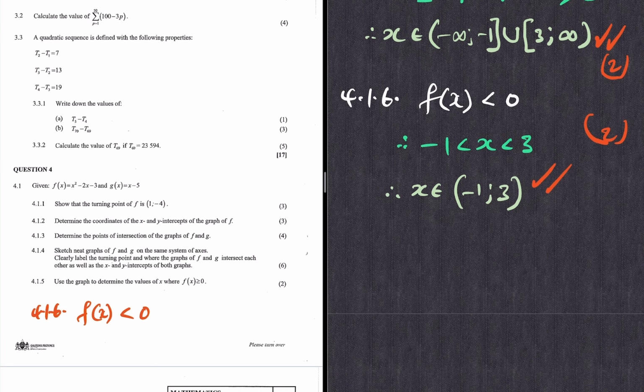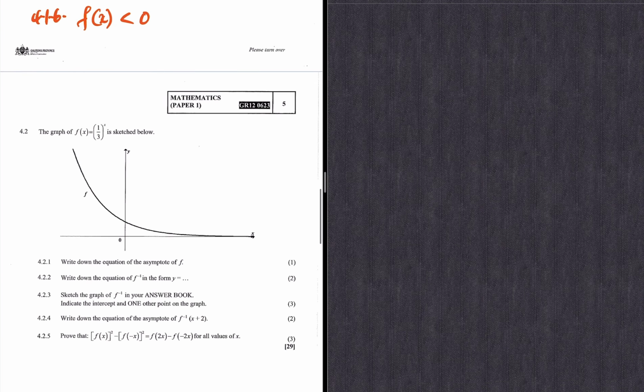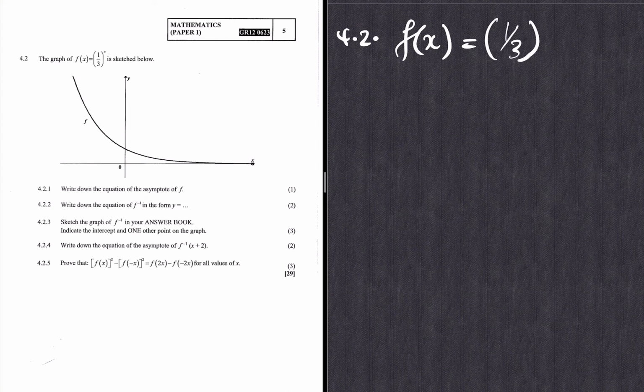Okay, let's check the next question. That is 4.2. I'm going to be very fast here. I see I'm spending so much time here. 4.2, we are given f of x, that is 1/3 raised to the power of x there, or to the x power rather.